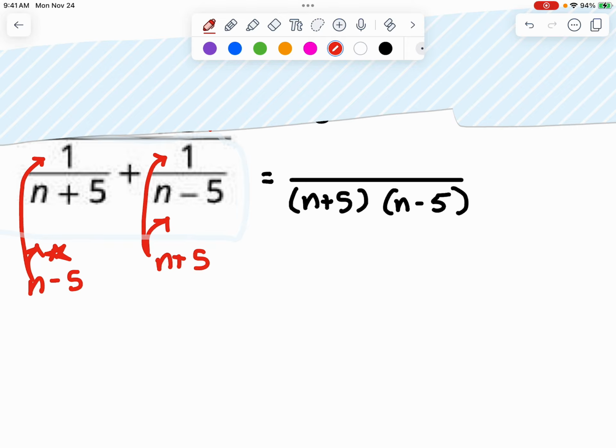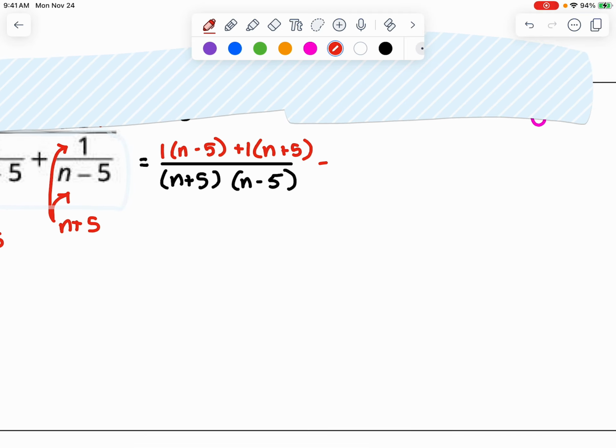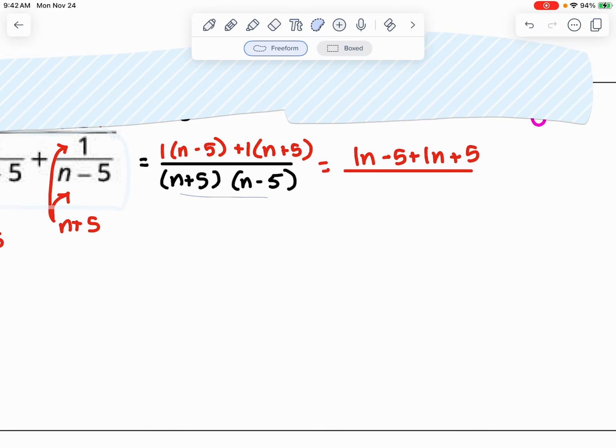And then you bring stuff over. So you'll bring over your first one with an n minus 5, a plus 1 with an n plus 5. Take a look at my arrows. And you're going to follow the same steps. You'll distribute, which I'll help you with. 1n minus 5 plus 1n plus 5. Denominator carries over.